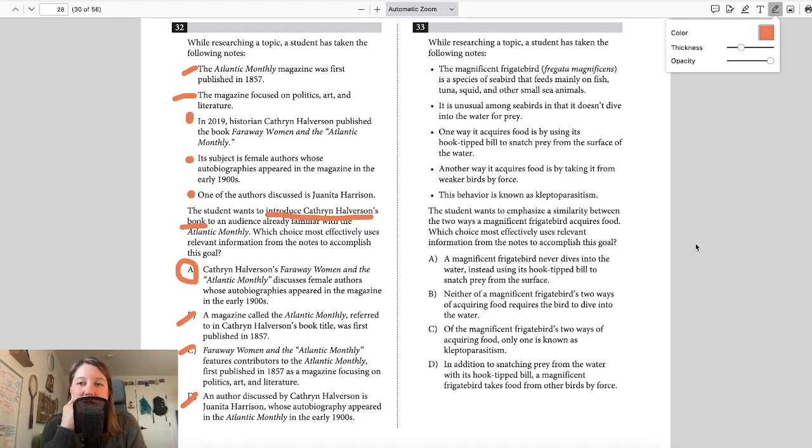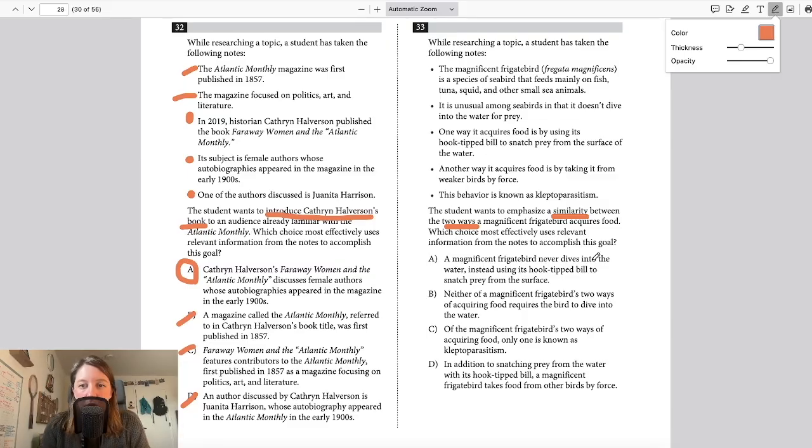Last question. While researching a topic, a student has taken the following notes. And then the question is, the student wants to emphasize a similarity between the two ways that a magnificent frigate bird acquires food. Which choice most effectively uses relevant information? So we're going to try to figure out what are the two ways that the magnificent frigate bird acquires food and how are they similar?